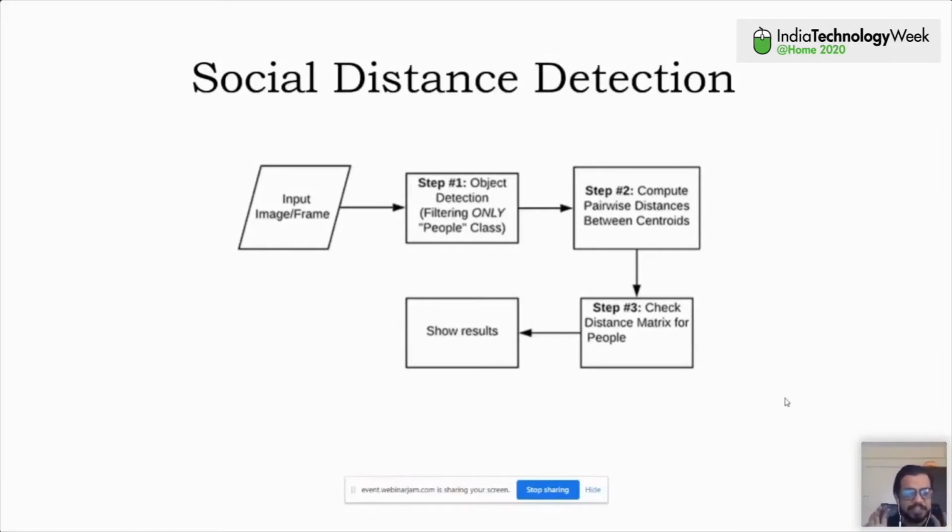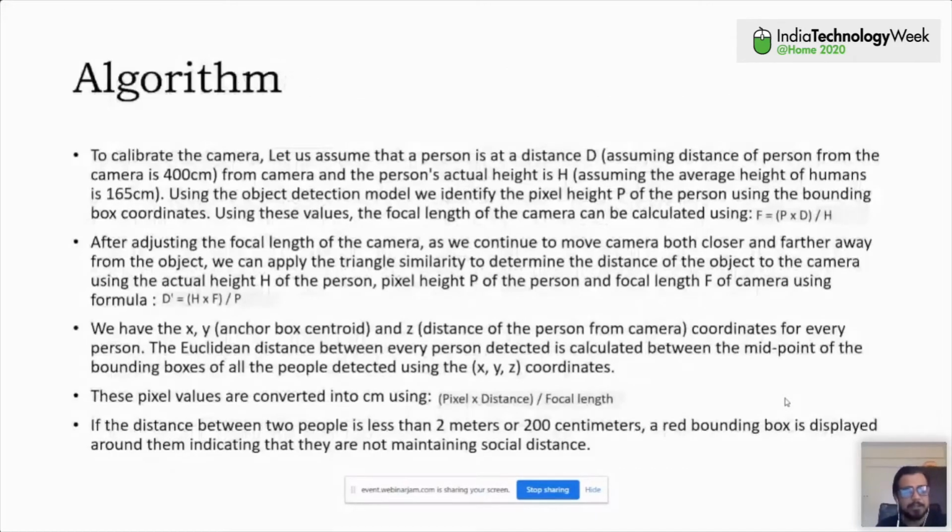So to summarize this, we take our input image or video frame, we apply object detection, filter it only for persons, we apply Euclidean distance on top of them, then we convert those distance values to centimeters and then draw a conclusion, right? And to give a very detailed high level picture of how the algorithm works.